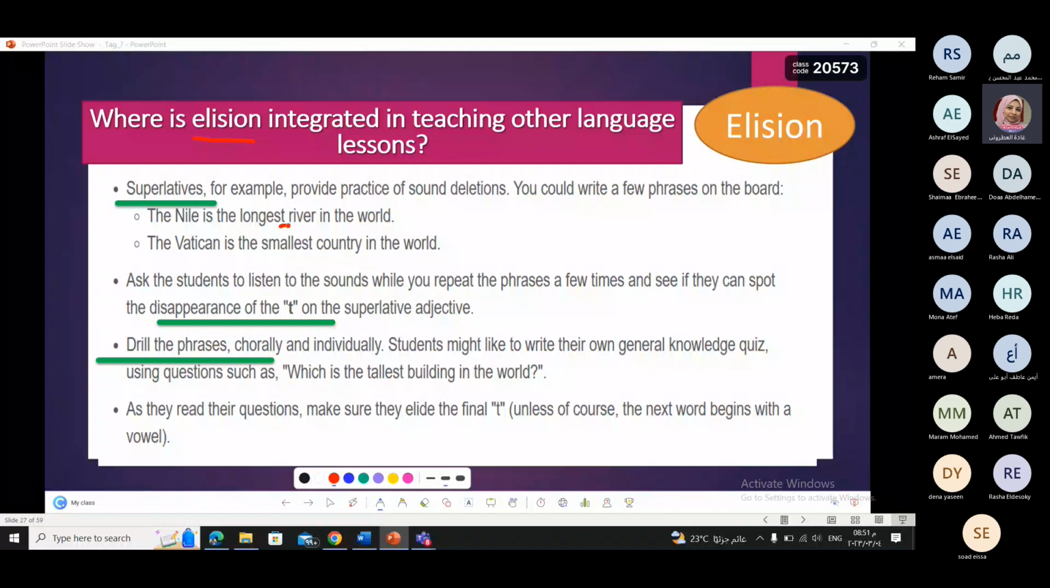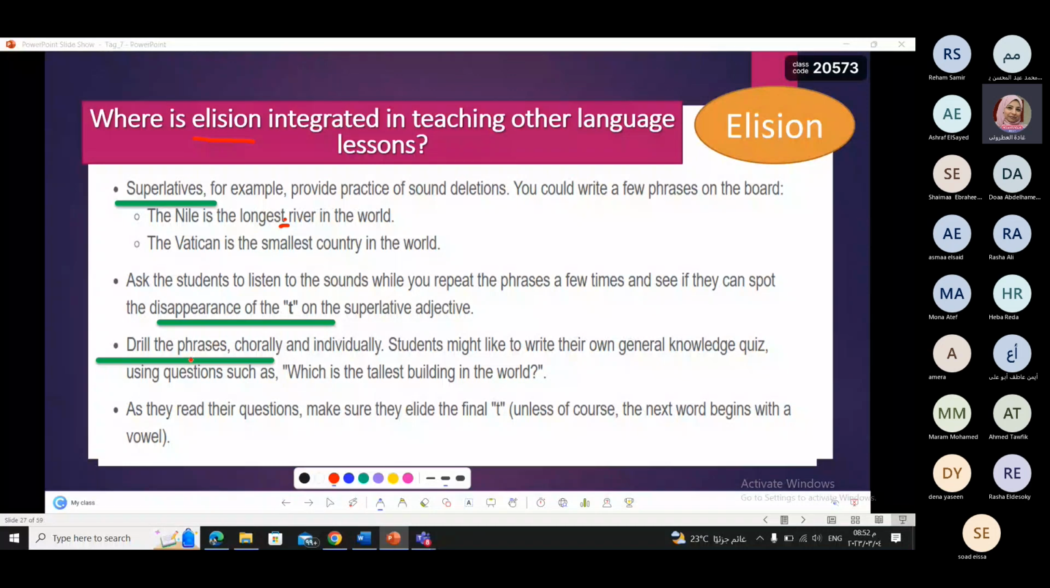You need to integrate this aspect when you teach the grammar lesson concerning the superlative adjectives, right? And you need to drill, you need to ask your students to repeat the phrases more and more until they are familiar and can pronounce them in the correct way. So this is how we can integrate such aspects within our language lessons, right?